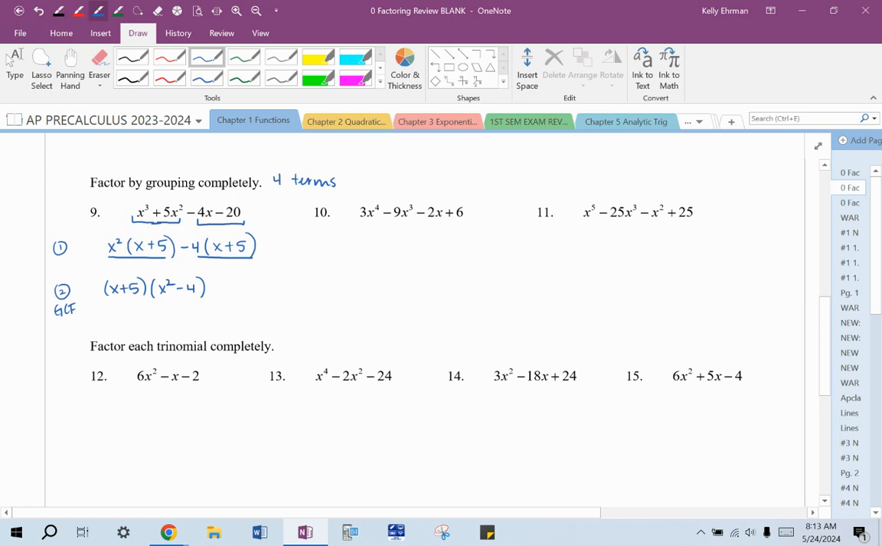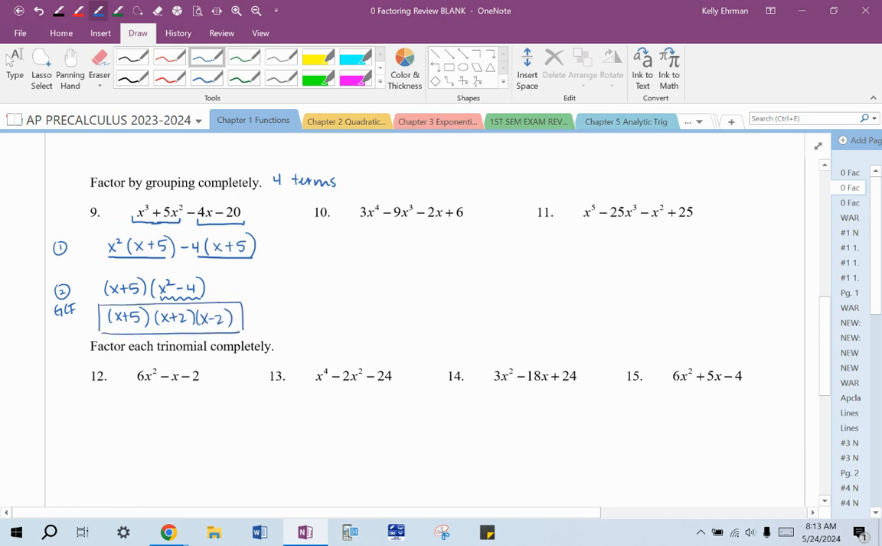I love to make up factor by grouping problems that have differences of squares, or maybe some are difference of cubes. So just be on the lookout for those. And the final step is just to factor that. So x squared minus 4 is a difference of squares: x plus 2, x minus 2.